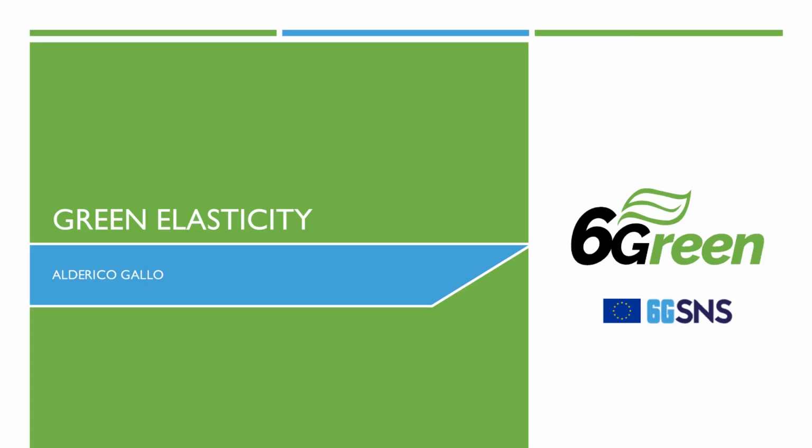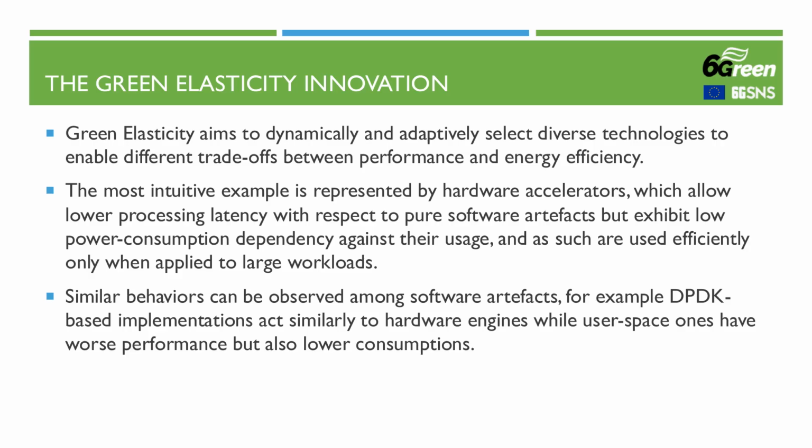Welcome to the demonstration of the green elasticity innovation of the 6Green project. The green elasticity innovation aims to dynamically and adaptively select diverse technologies to enable different trade-offs between performance and consumption, depending on the traffic conditions, availability of computing and network resources, or even of renewable energy sources. One artifact can be more efficient than another. This is why it is very useful to rely on diverse technologies.